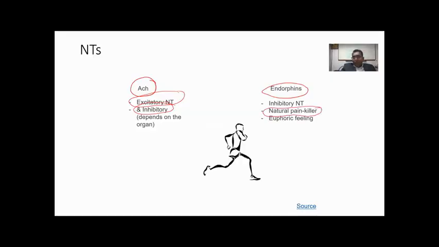If you are a runner, you would understand what I'm saying: you feel this euphoric feeling after your long run. That's because of these endorphins, natural neurotransmitters that act as painkillers and also give you a pleasant feeling. That's why runners often want to run more and more.